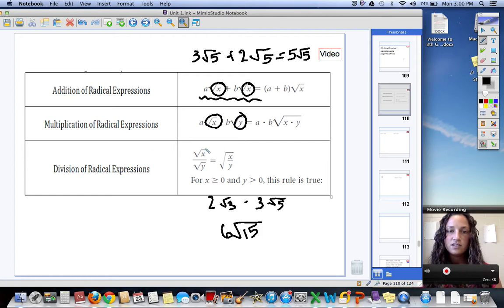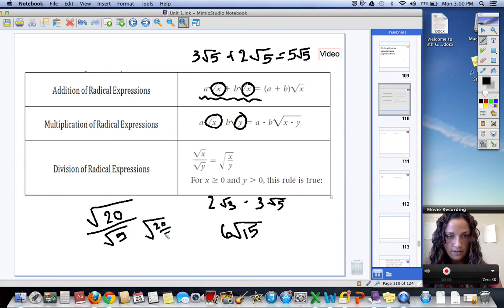Division. This is where you have a radical divided by a radical. You can switch it. That's only if it is divisible. So like this, we can do root 20 divided by square root of 5. 20 can be divided by 5, so we can do this. 20 divided by 5 is 4. So now I have the square root of 4, but the square root of 4 is the same as plus or minus 2. And that would be my final answer.